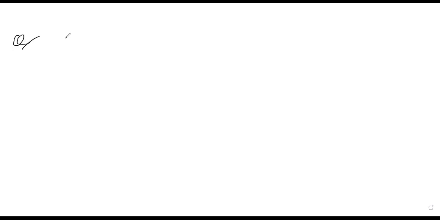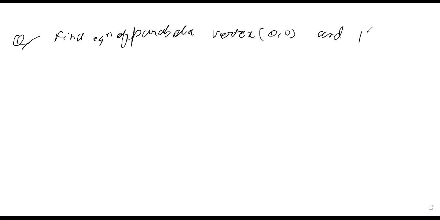See, there is another question. Now you will solve this. Find the equation of the parabola with vertex at the origin, meaning 0, 0, and focus at 0, 2.